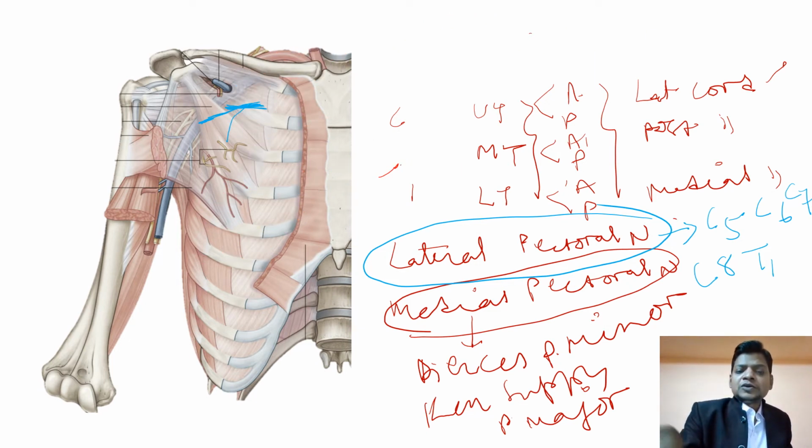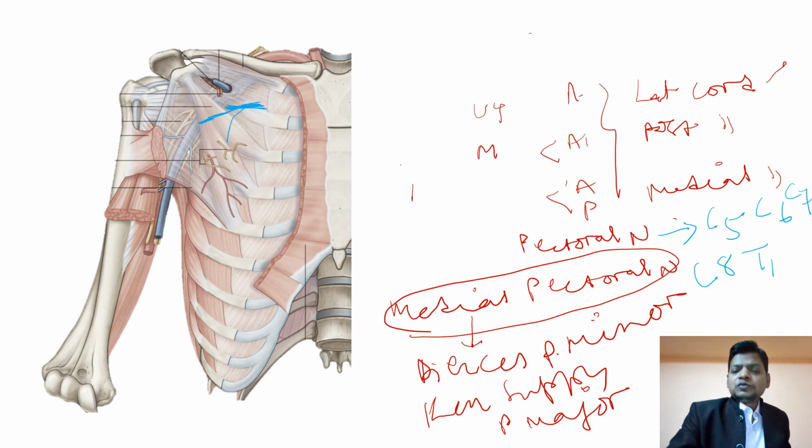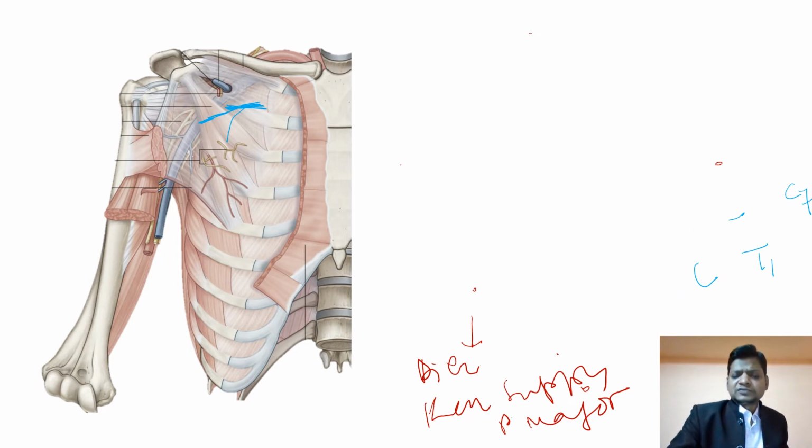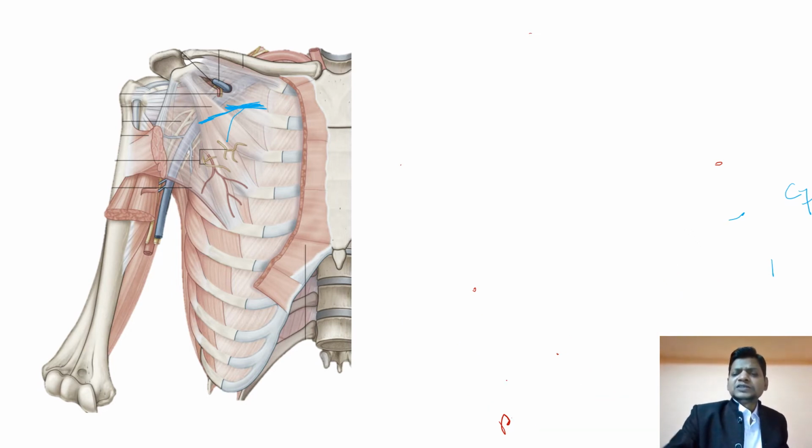Now we are left with one more muscle. What is that muscle? The small muscle, subclavius. Let's discuss the subclavius muscle. This is a very small muscle. It originates from the first rib just near the costal cartilage and inserts on the subclavian groove on the inferior surface of the clavicle. So this is the subclavius muscle.